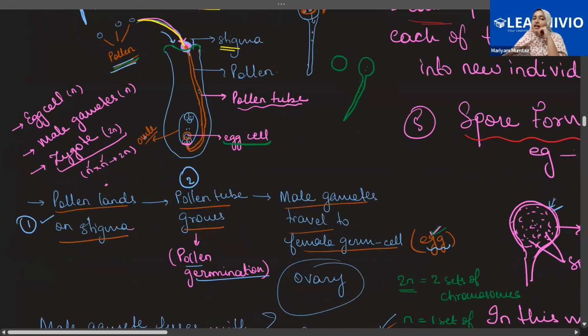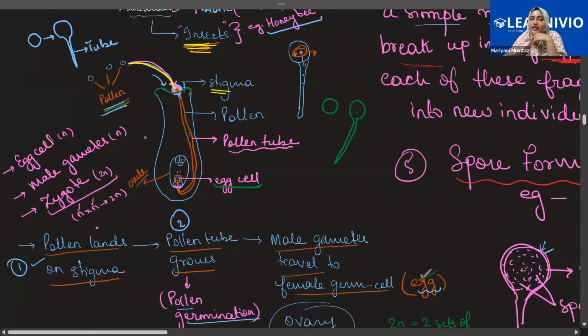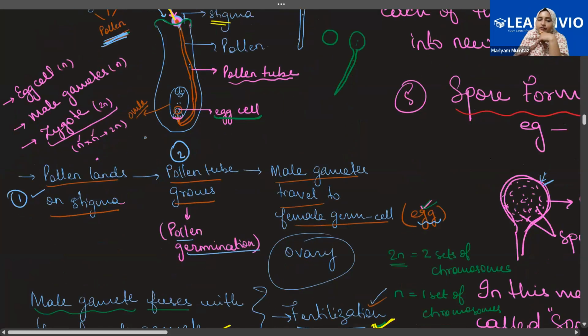Okay. Now let us see how the process of this gamete transfer and the fusion happens. So what happens is that after the pollination has been done, meaning the pollen grain is landed on the stigma. Right? So the first thing that will happen is the pollen grain lands on the stigma. Then pollen tube grows. This is the pollen grain, and from it a tube-like structure would grow, which we call pollen tube. And this process of the growth of the pollen tube is called pollen germination.